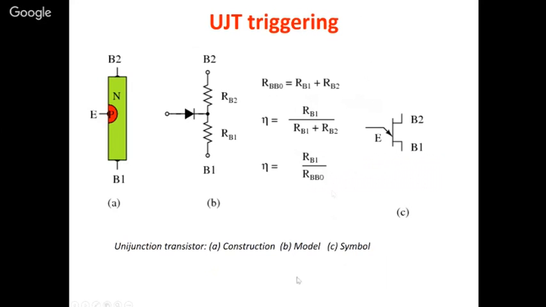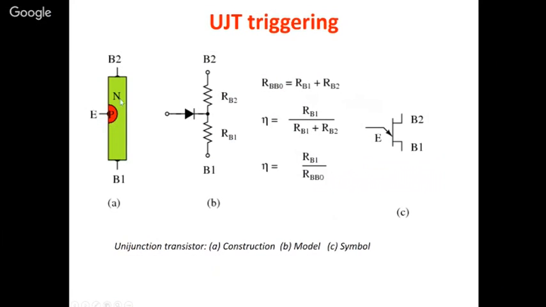UJT firing. The intrinsic constant, that is eta, is nothing but RB1 divided by RB1 plus RB2. Okay, this is the intrinsic constant. Usually if you see this P region, it is a heavily doped P region, and you have an N region here, and this N region can be represented as two resistors, RB1 and RB2. So that is what is shown here, and this is the intrinsic constant.